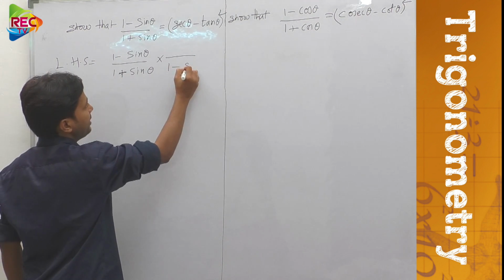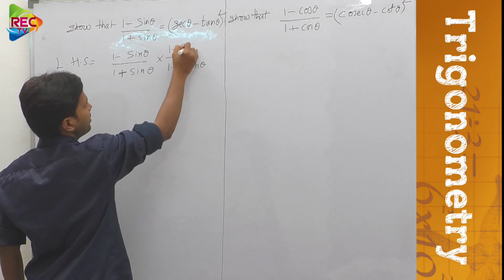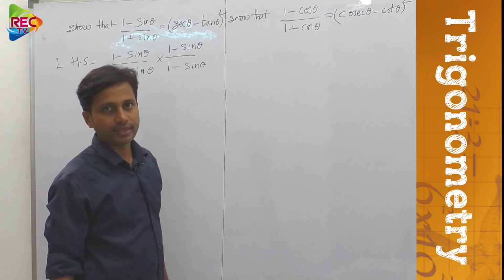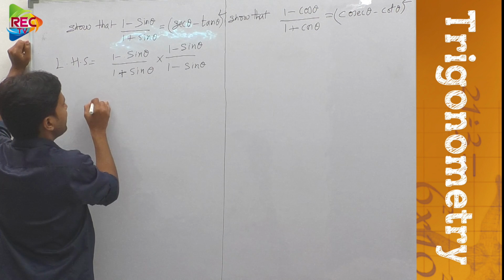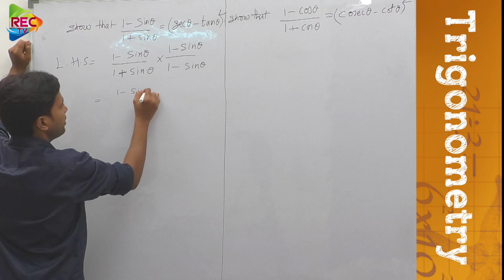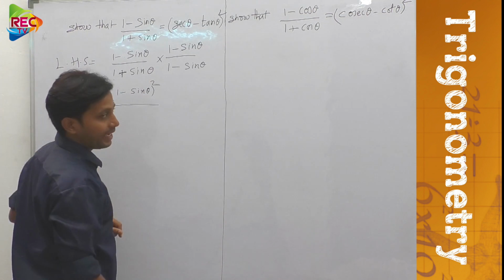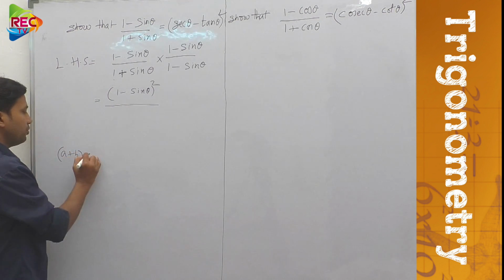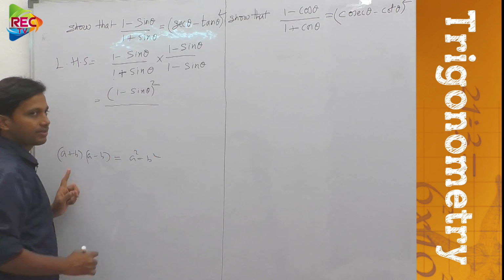That means 1 minus sin theta is multiplied on both numerator and denominator part, or else we can say multiplied and divided by 1 minus sin theta. So we did this. Now just tell me, 1 minus sin theta into 1 minus sin theta in the numerator part would be how much? (1 minus sin theta) whole square by (1 minus sin theta) into (1 plus sin theta). Again this is in the form of what? (a plus b) into (a minus b). So that would be how much? a square minus b square, right?